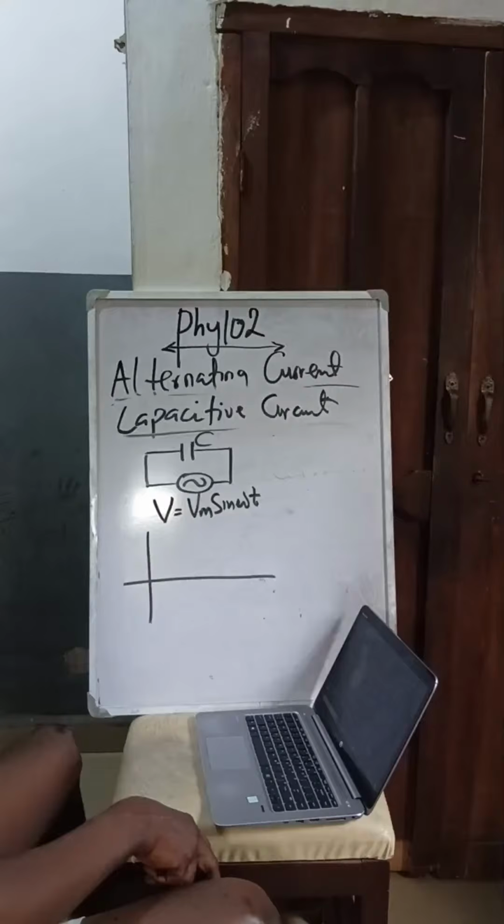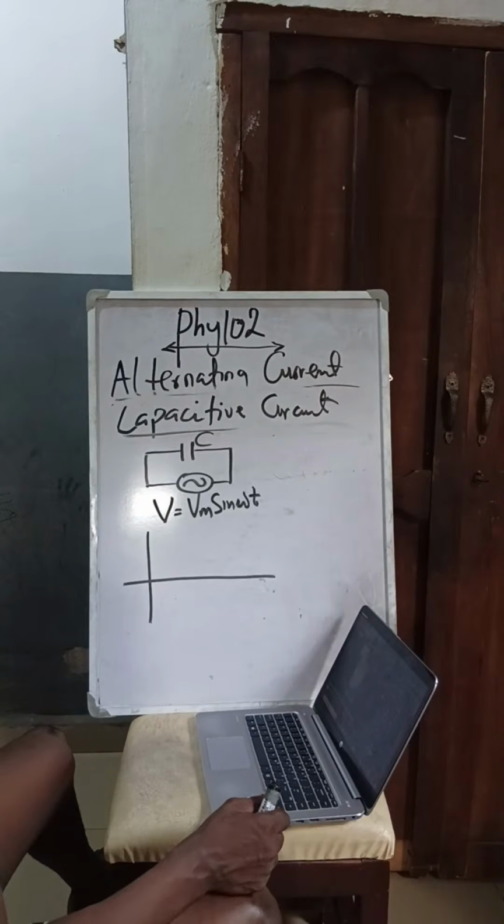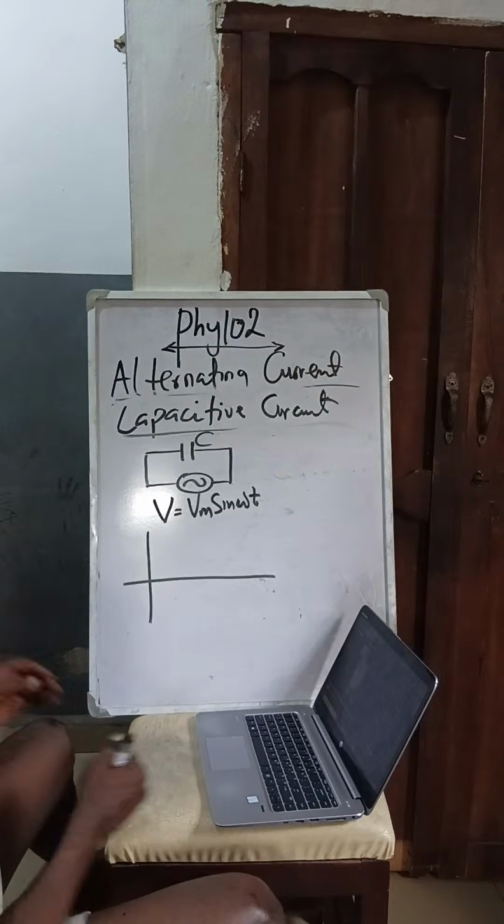Let's look at the waveform of a capacitor. Current leads voltage by 90 degrees. So when current starts from zero, voltage gets to zero after 90 degrees when t is zero.